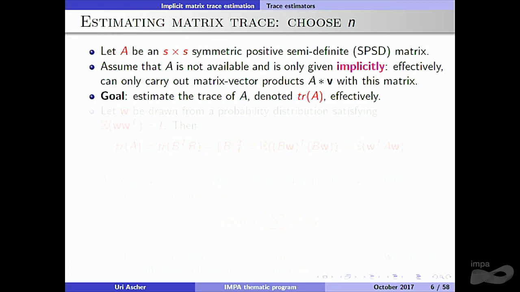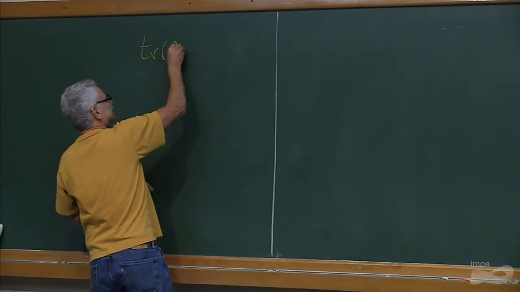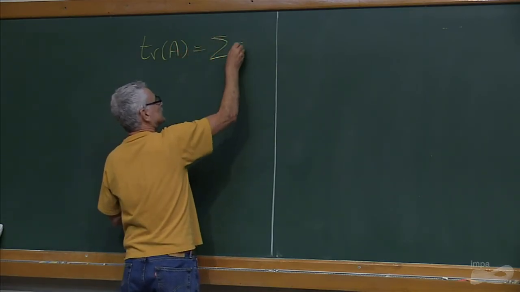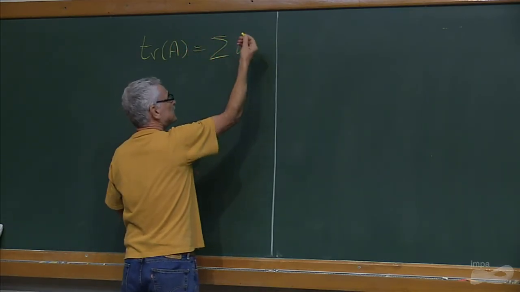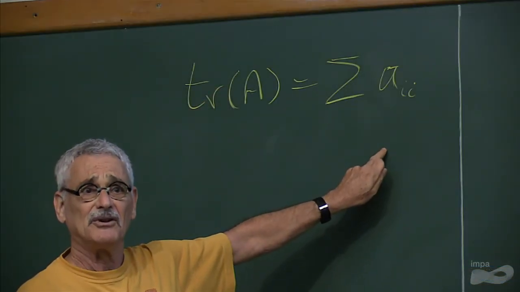And so if I had the matrix A, then I would not know how to spend 15 minutes on the problem, because the trace of a matrix is, of course, nothing but the sum of the diagonal elements. But I don't have the diagonal elements, because the matrix is given only implicitly.